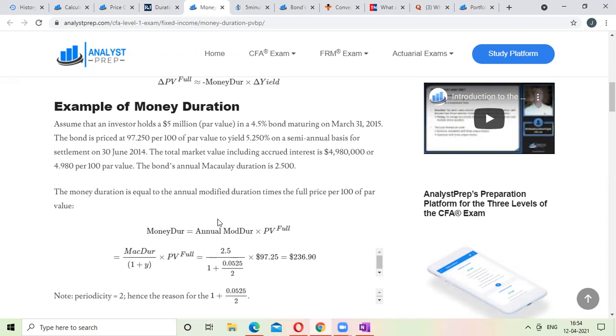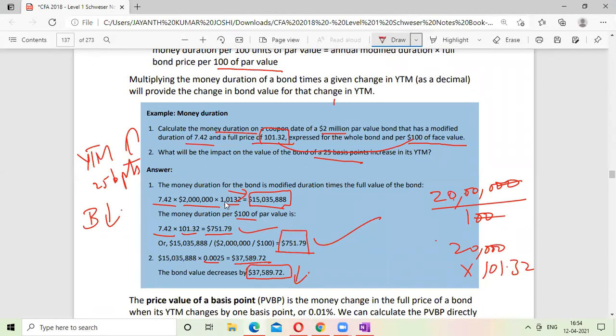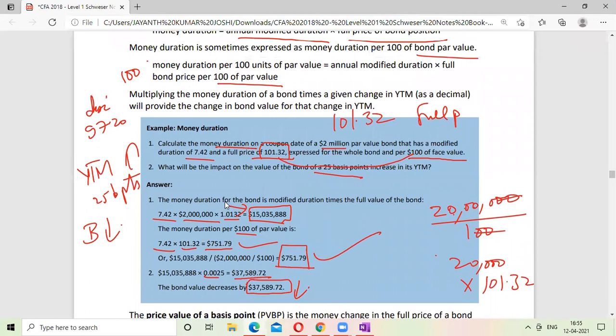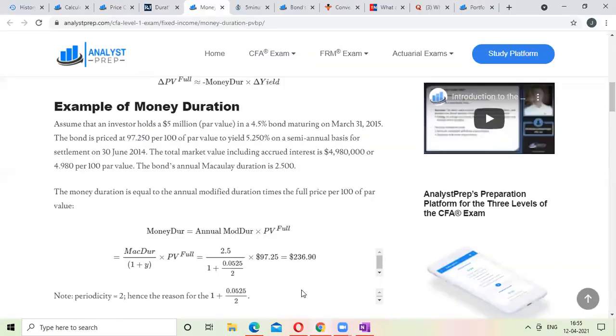Okay, so this is a discount bond. In the previous case we have taken a प्रीमियम बॉन्ड, am I right? आप टेक्स्ट बुक में देखिए, ये आपका प्रीमियम बॉन्ड है 101.32. This is the full price of the bond. And the case what we are seeing in the another slide is a discount bond. That means you paid 97.20 for the bond, and on maturity you will get $100. Please try to understand. These are two cases what I'm explaining to you.